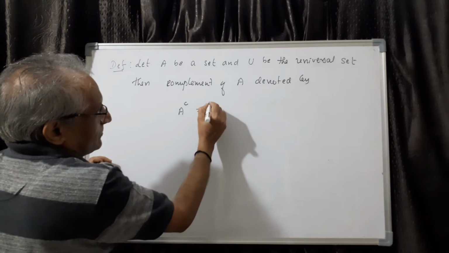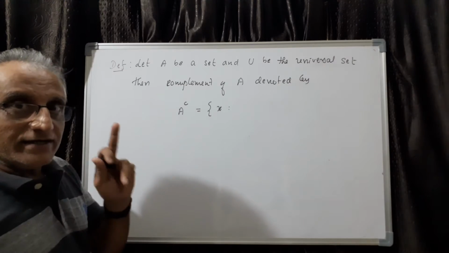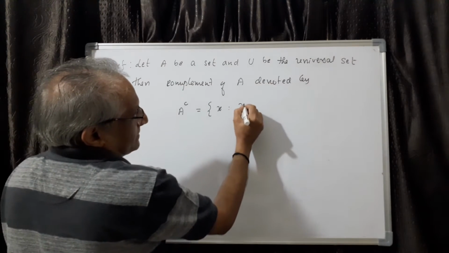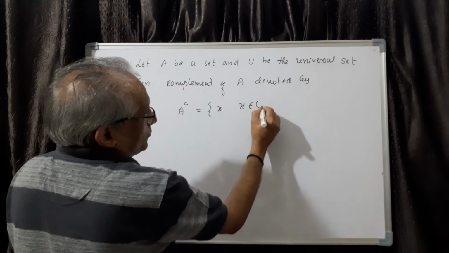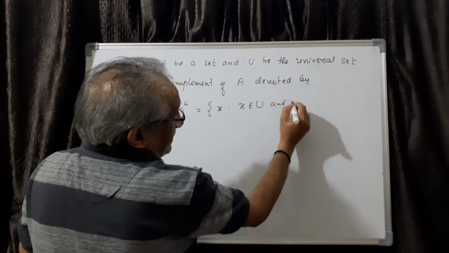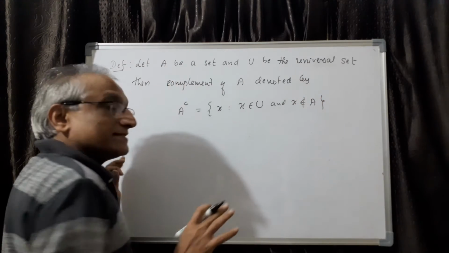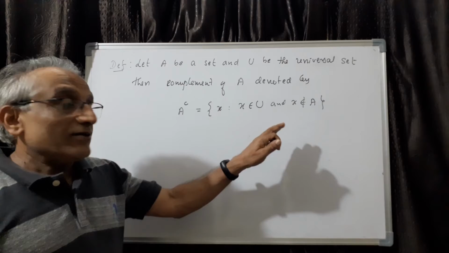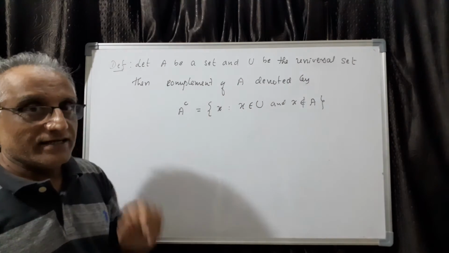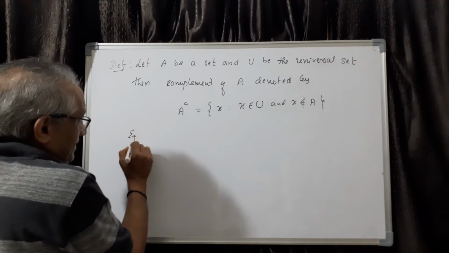A complement equal to, the definition is this, set of all x such that two conditions should be met. First one is x should be in U, in the universal set, and x should not be in A. So whatever is there in A you should not write, and all the remaining elements of U you should write. So this is the definition.